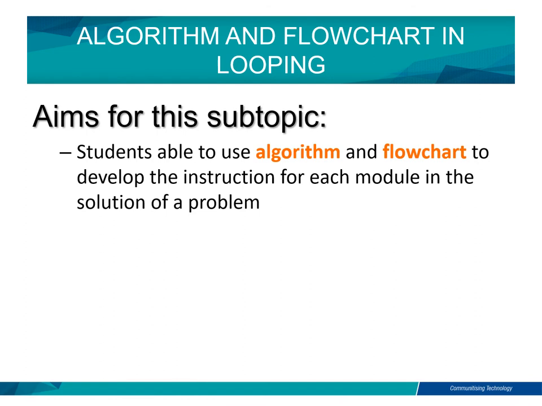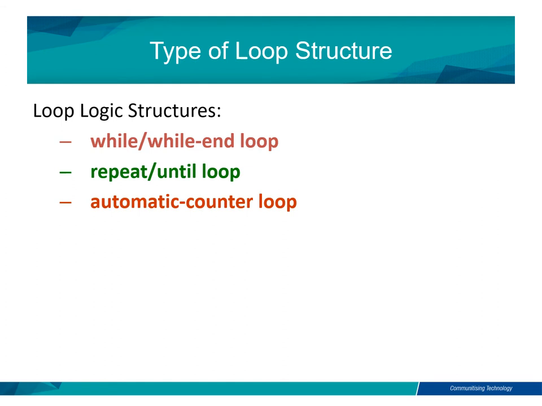Now we move on to the algorithm and flowchart in looping. In this part, students should be able to use algorithm and flowchart in order to develop the instruction for each module in the solution of the problem, especially those that reflect the looping situation. Loop structure is divided into three types, which are while loops, repeat until loops, and also automatic counter loop. We're going to see the differences between the three logic structures in the next section.